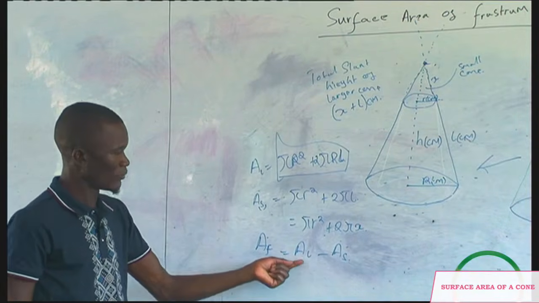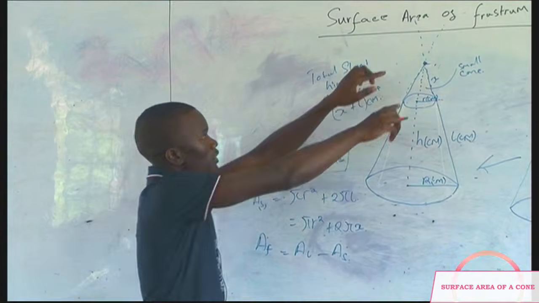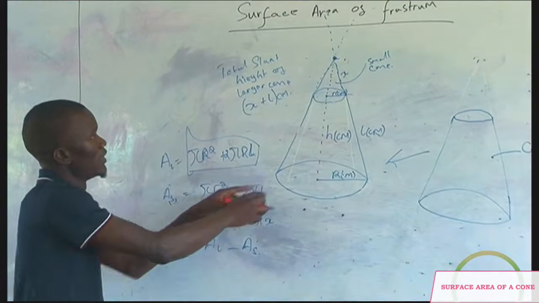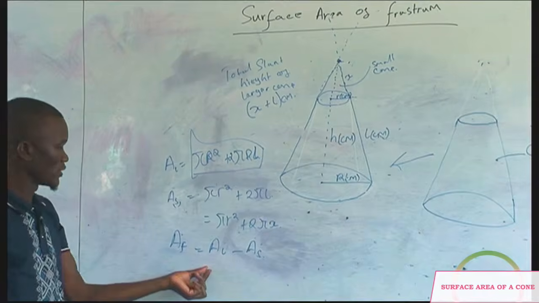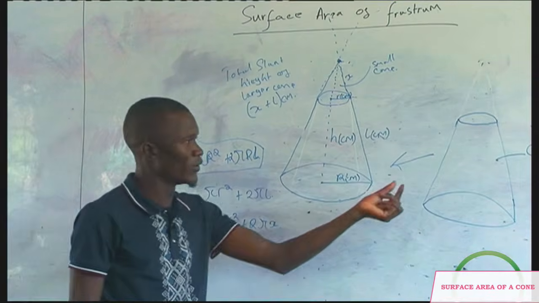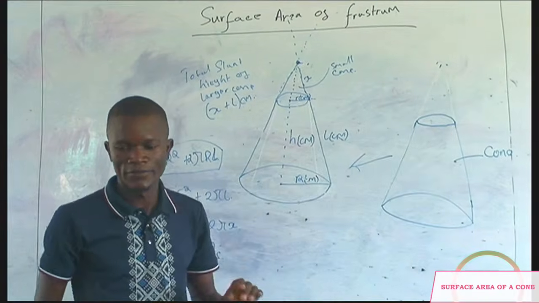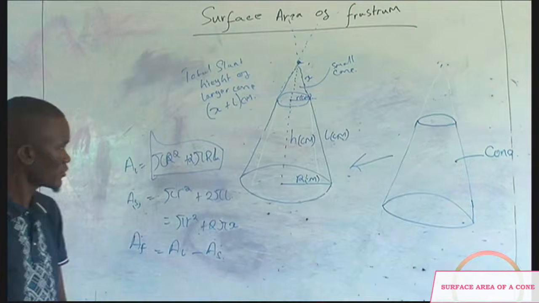Area of a larger cone minus area of a smaller cone. The larger cone is the whole cone. The area of the smaller cone is the area of the cone at the top here. If we do that, we shall have come up with the area of this frustum.